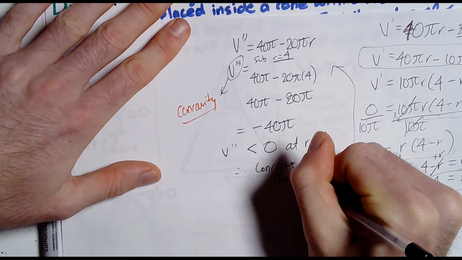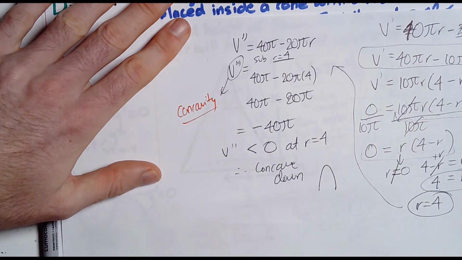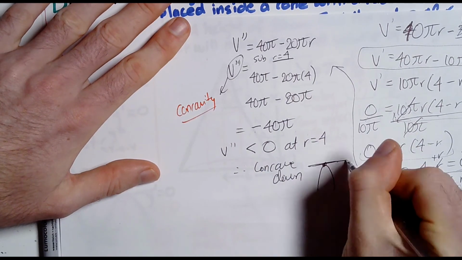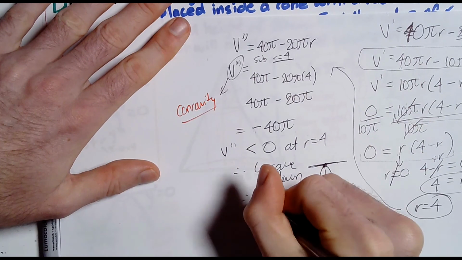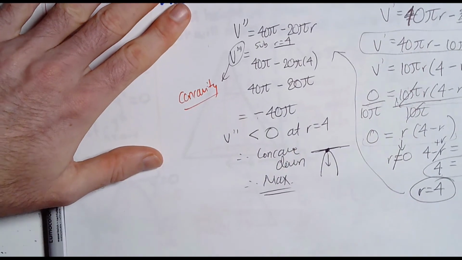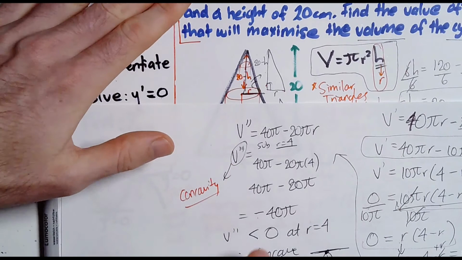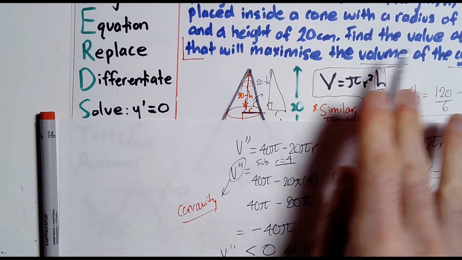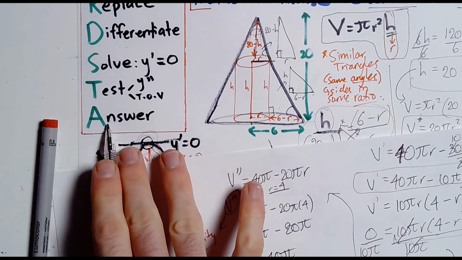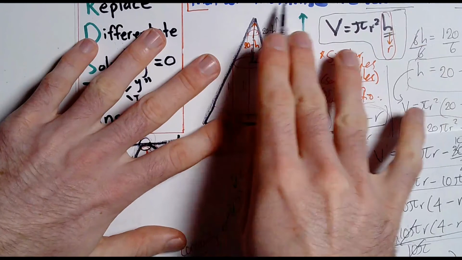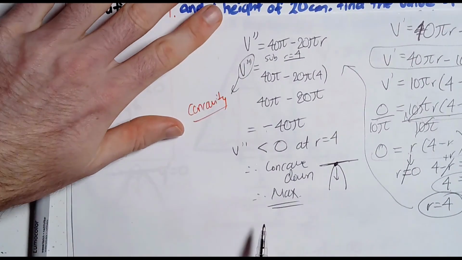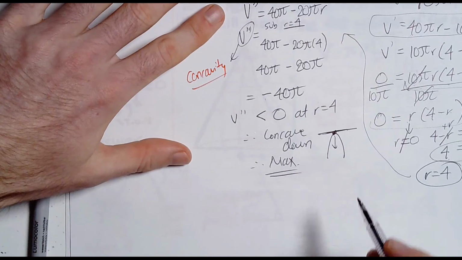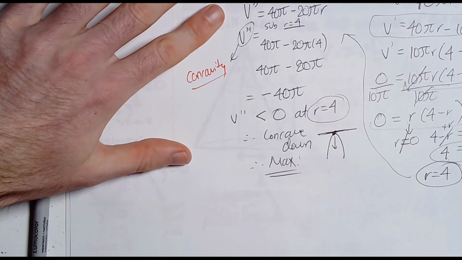Therefore, concave down. Remember, if it's negative, you're feeling down. It means it's got this shape. And if it's got that shape, it means that the point you just found is at the top. It's a maximum. So it will give the maximum. And that answers the question because it's saying find the value of r. I'm now looking to see if I've answered the question. Last step. Find the value of r that will maximize the volume of the cylinder. Well, using that test, I have found the value of r. It is r equals 4, which will maximize the volume.